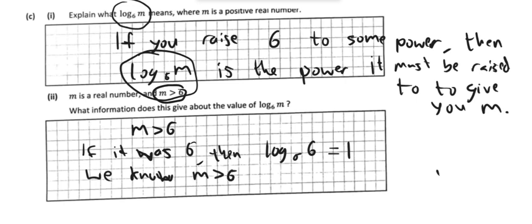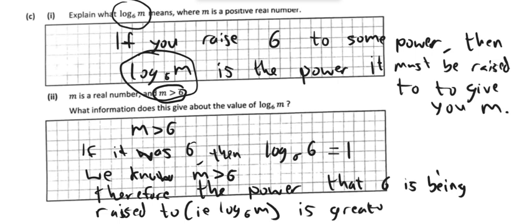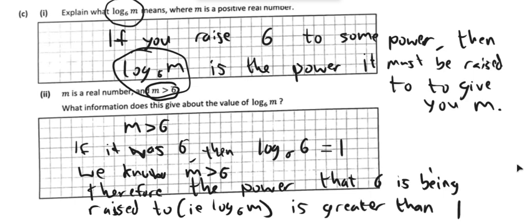Okay, so we know m is greater than 6, therefore the power that 6 is being raised to, i.e. log m to base 6, is greater than 1. If it was 6, well then it would be equal to 1. So therefore, because m is greater than 6, whatever you put in there, so if you put 7, 8, 9, 10, whatever, the whole thing will end up being greater than 1, has to be greater than 1. So that's as much as I can take from that. So that's all for that question.